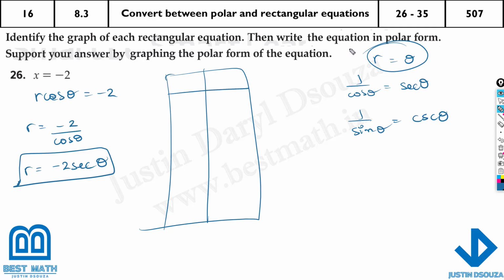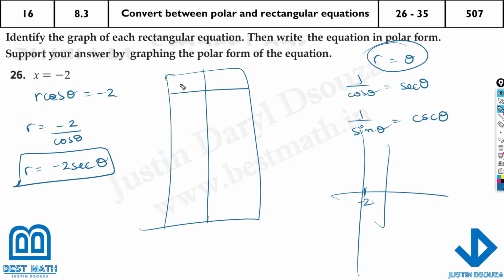Now they have told you to write the equation and then draw the graph, the polar graph. But you can strategically use the question, because x is equal to minus 2 is so simple to graph. Why? If you have the coordinate plane, where is minus 2? Draw a straight line. That is the graph, right? You can graph this up. It's absolutely up to you.